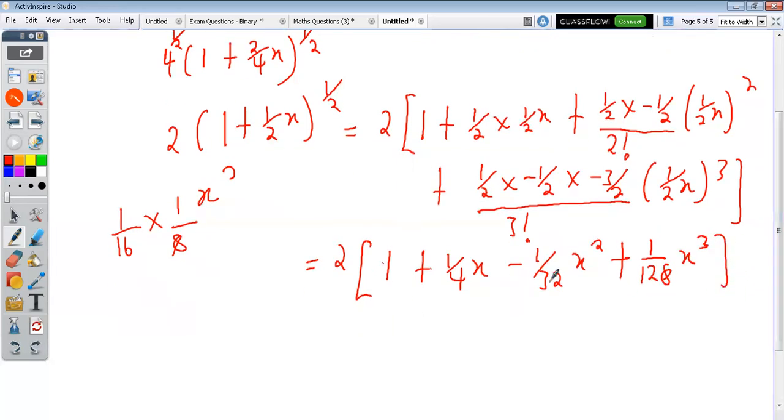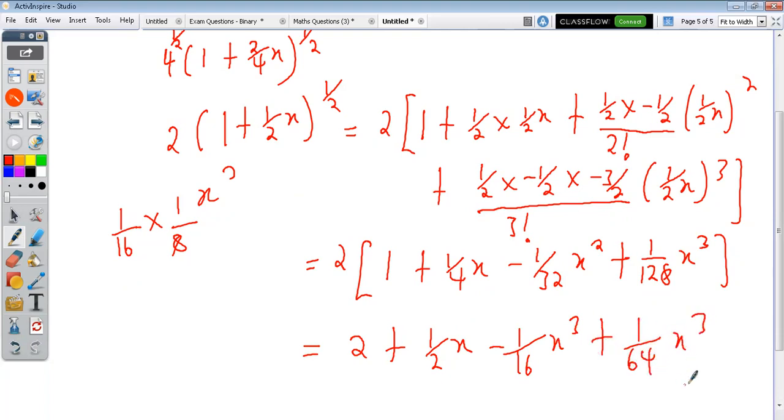But we are not done. Now let's multiply everything by 2, like I said, that's the final thing. So the final answer is 2 plus, if I multiply 2 times a quarter, that's half x, minus, multiply by 2, 1 over 16 x cubed. Multiply by 2, that's 1 over 64 x cubed. Are we together? That's clear? Yes, sir. Okay.